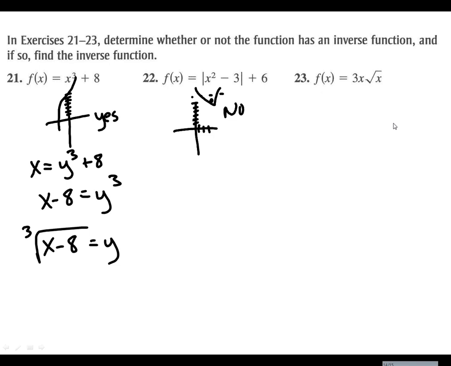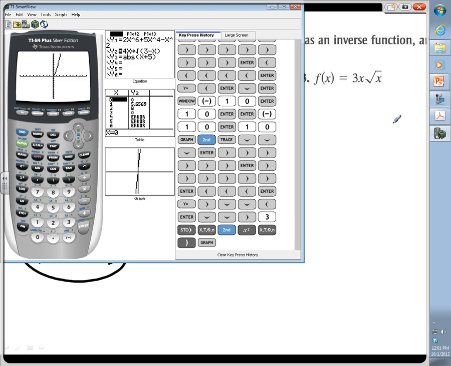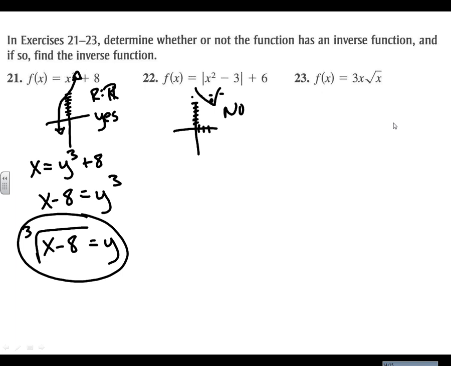And on this one, do we have any restrictions? Checking the range of our original function. The range, it goes up and down forever, was all real numbers. So on our inverse, there are no restrictions. If we flip back over here, just to the graphing calculator real quick, for 23, that range is going up forever, but it starts at 0. Like that. So our range is y has to be greater than or equal to 0. So we will have restrictions on our final answer.